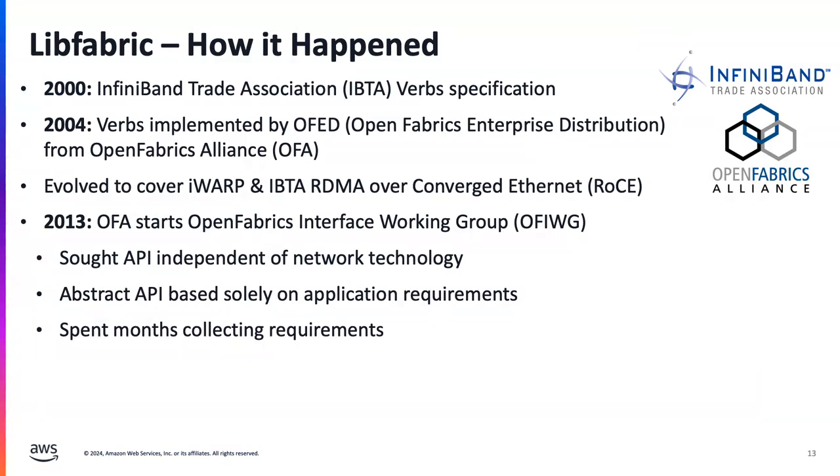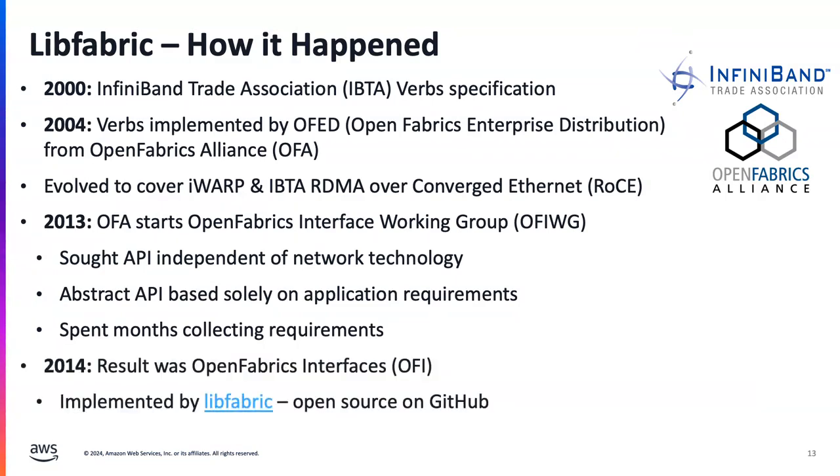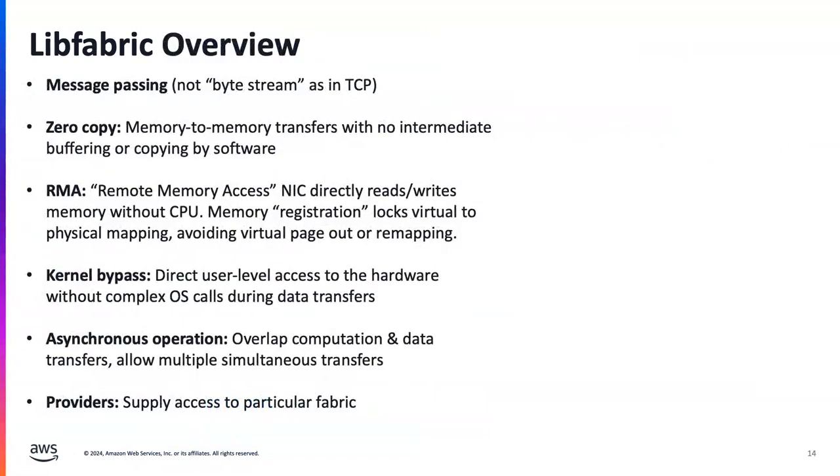So they wanted to abstract that API to really concentrate on the application requirements. And they spent months collecting these requirements. And then in 2014, the result was the Open Fabrics Interfaces, or OFI. And OFI was implemented by Libfabric, which is open source on GitHub. So Libfabric has some key points to it. It's message passing. You send and receive a message, a block of bytes. It's not a byte stream like TCP.